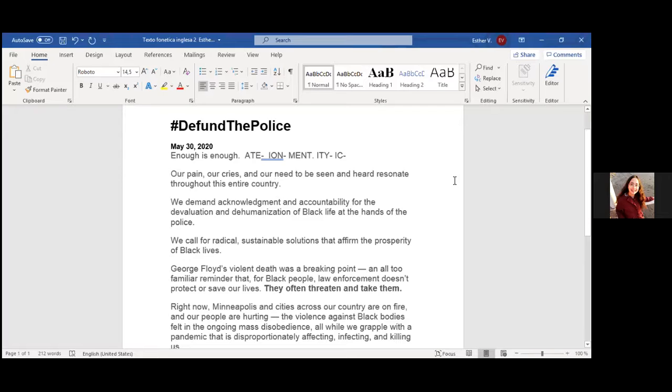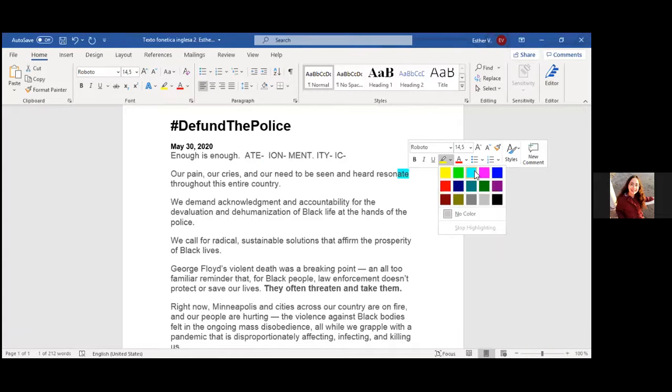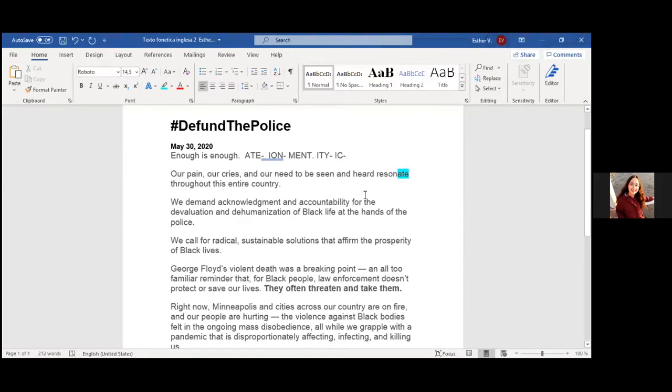William, are you here? In resonate, okay, that's great. I'm going to highlight resonate, this. Okay, it's fine. It's only resonate. Okay. So, Elizabeth Loyola, can you tell me which suffixes are in this phrase, please?